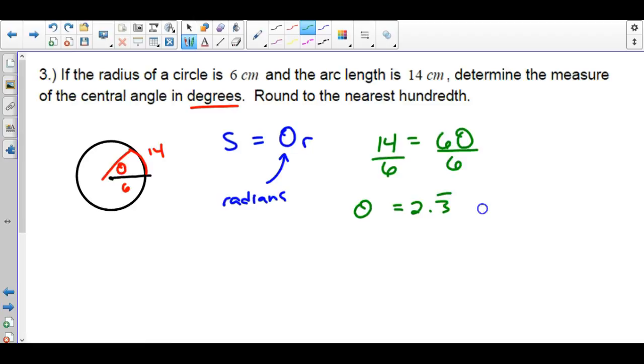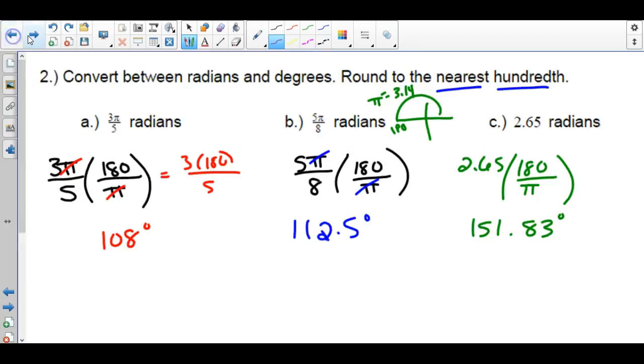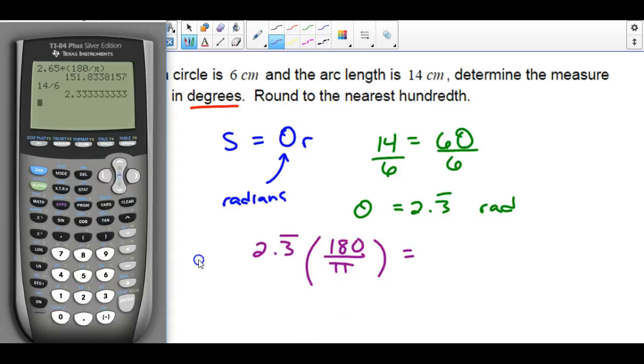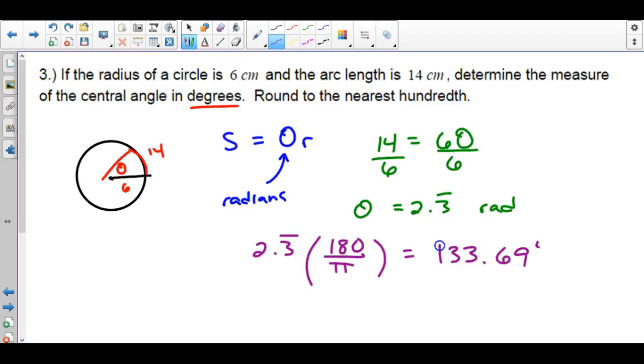And that's radians. So again, just keep in mind at the very end of this problem, we need to take this number and convert it into degrees. So what I'm really going to do is take that 2.3, just like we did in part 2c, and multiply by 180 over pi, and we do have to include the pi in this calculation. So I'm going to take this value that's already in my calculator and multiply by my 180 divided by pi, and bam, 133.69 degrees.